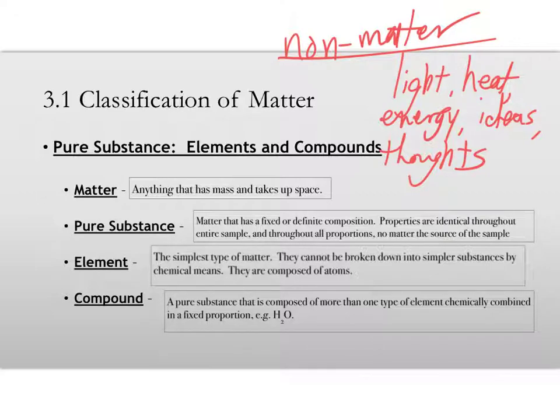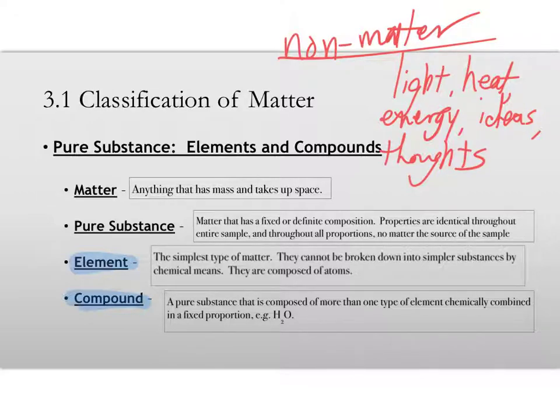All right, so pure substances are types of matter that have a fixed or definite composition. And pure substances can be either an element or a compound. Those are the two types of pure substances. So the properties in pure substances are identical and definite throughout the entire sample of that substance or matter through all proportions, and it doesn't matter the source of it.